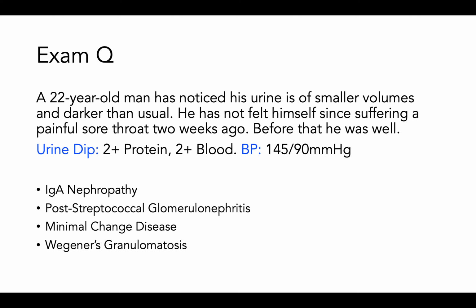So, exam question before we move on. A 22-year-old man has noticed that he's got smaller volumes of urine, which is darker than usual. Not felt himself since suffering a painful sore throat 2 weeks ago. His urine dip shows some protein, some blood, and he's also hypertensive. So this is a nephritic syndrome. He's got oliguria, he's got hematuria shown here and on the dip, also subnephrotic range proteinuria and hypertension. And the killer feature here is that he had his sore throat 2 weeks ago, so that makes it post-streptococcal glomerulonephritis. If that had been he had a sore throat yesterday, that would have been IgA nephropathy.